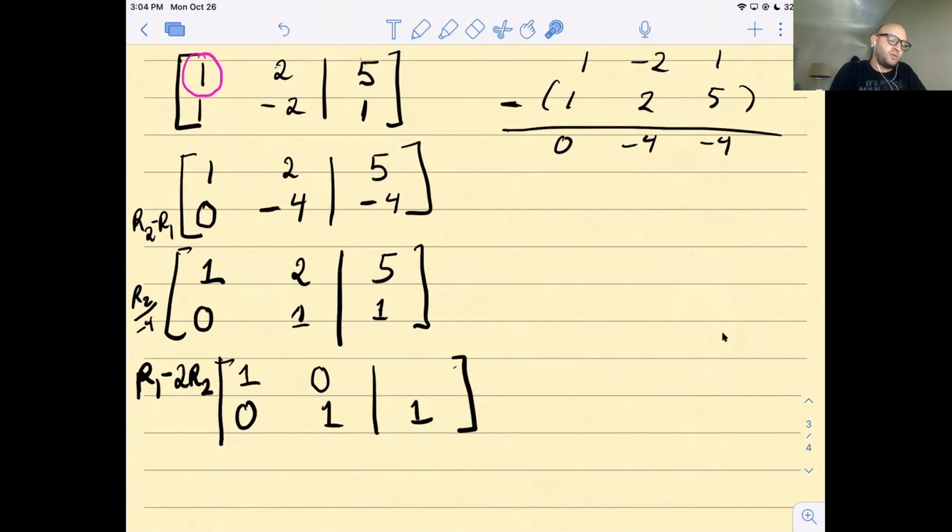So what do we do if we do 5 minus 2 times 1? What does that turn into? The last number would be 5 minus 2 times 1, which is just going to be 3. And thus, we can read off our answers. X equals 3, and y is equal to 1.